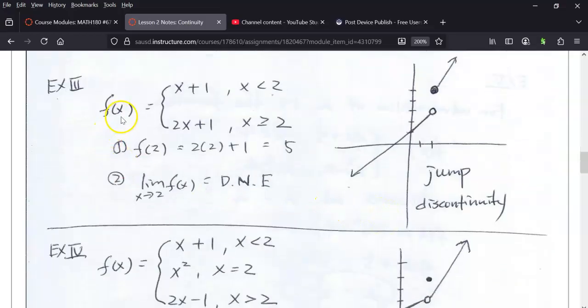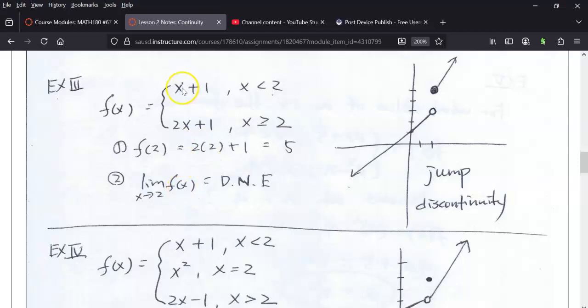Now for example 3 right here. We have the same equation again, but let's see what's different here. First of all, we try to verify if f of 2 exists. It does. Since we want f of 2, we have to follow the bottom equation. So 2 times 2 plus 1 equals 5. It does exist. But the limit, however, does not exist.